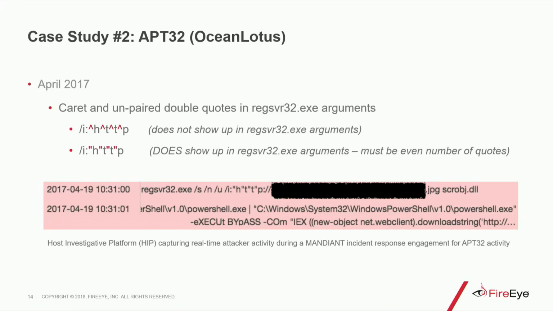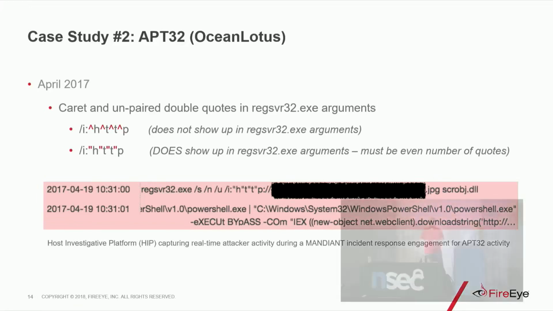Now, the caret is the escape character for cmd.exe, but if you escape a character that doesn't have any escapable meaning, then nothing happens. But now this caret is in the command line arguments or in the event logs, and so it can evade rigid detections that don't take this into account. Some people do take this into account.